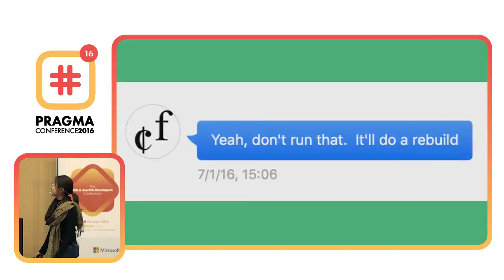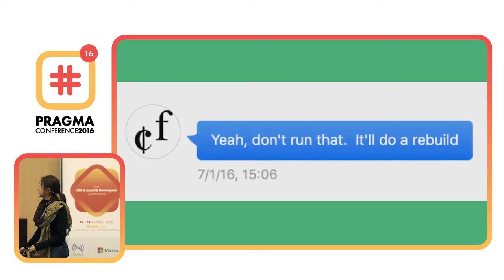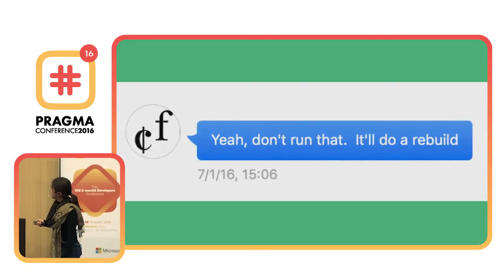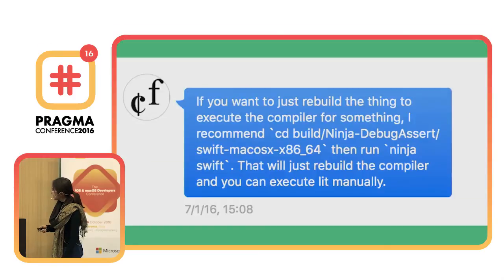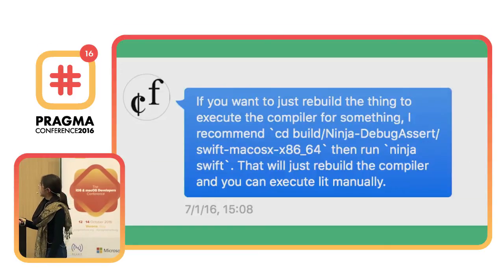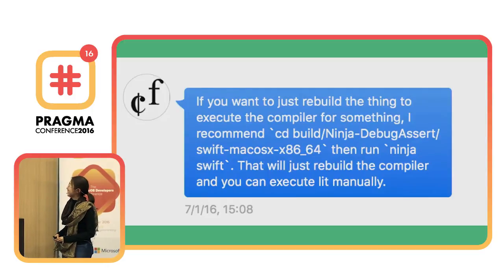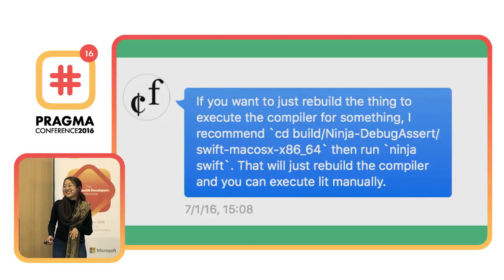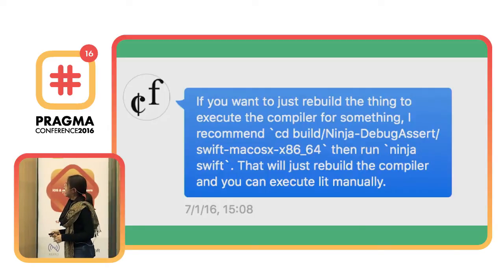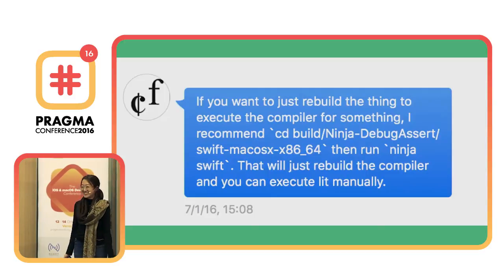But I looked at the README. So he says, if you want to just rebuild the thing to execute the compiler for something, I recommend cding into this directory and then running ninja swift. Ninja Swift, that sounds like, I don't know, Swift Ninja, we're hiring Swift ninjas. Anyway, that will just rebuild the compiler, and you can execute lit manually. Oh, great. I wish I had known that, because there's no way I would have figured this out on my own.